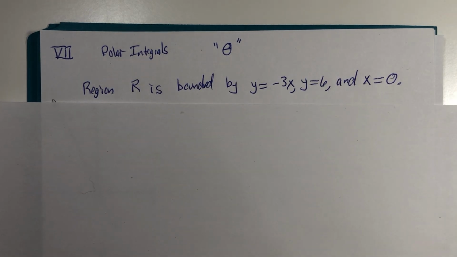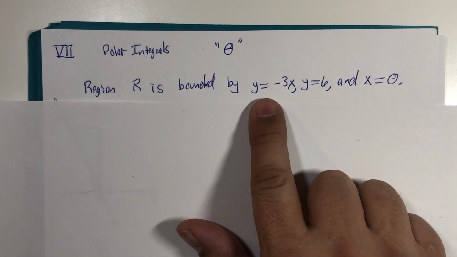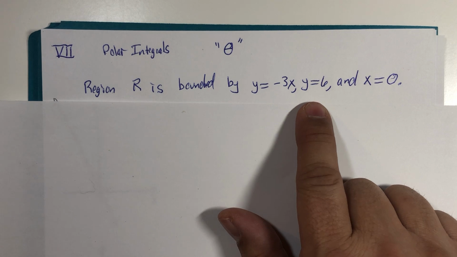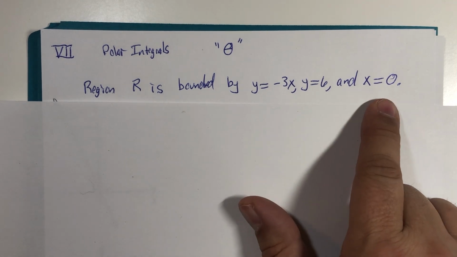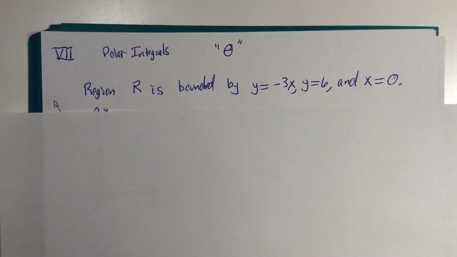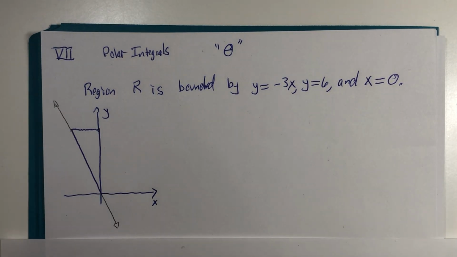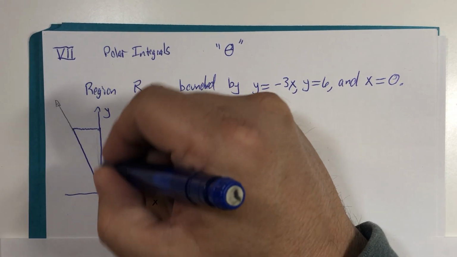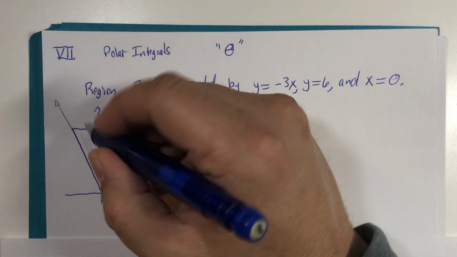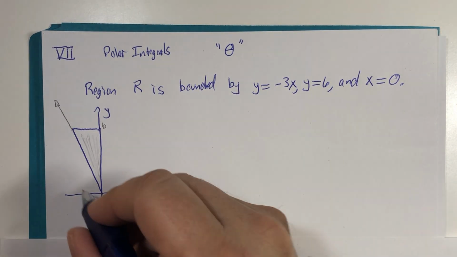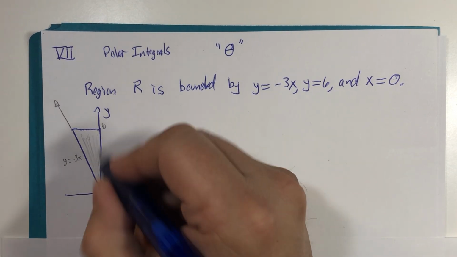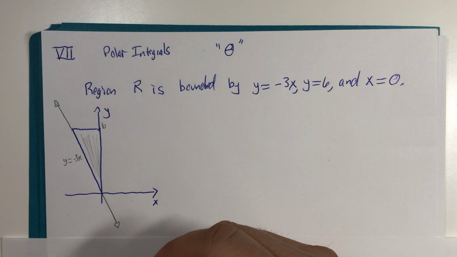So take a region that's bounded by the line y equals negative 3x, the horizontal line y equals 6, and that's right, that's the y-axis. So visually, we are studying this region here. So that's 6 units up. This is the line y equals negative 3x. The y-axis is x is 0.